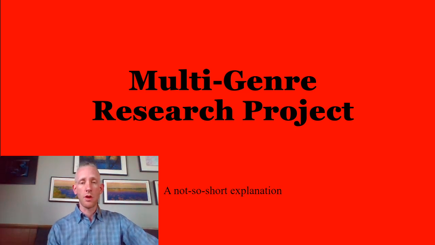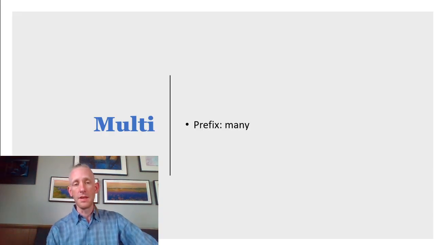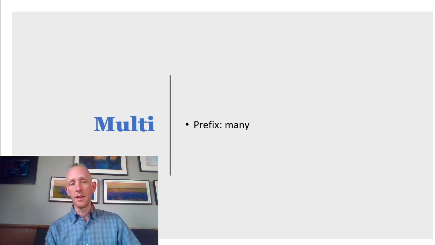We're going to start by breaking down the first of the terms in the multi-genre research project, and that is the prefix multi, meaning many. This is not a mono-genre research project. This is a many-genre research project. Mono-genre research project would not be called such because most research papers are just assumed to be one genre. That would be the genre of a research paper.